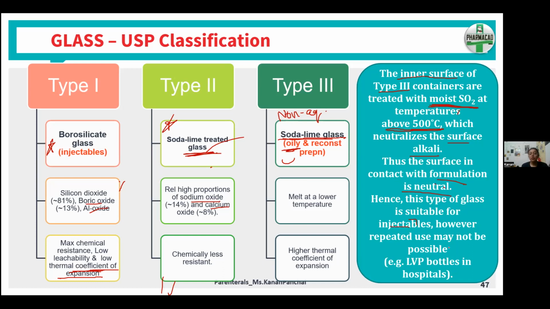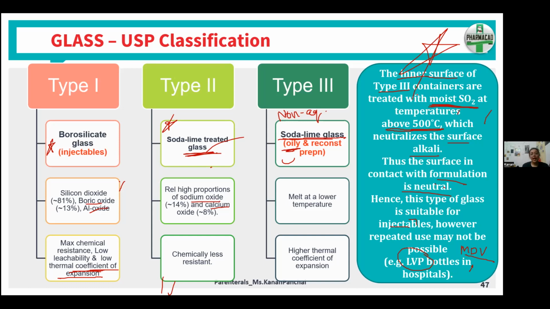However, repeated use may not be possible. Okay. So type 2 is not used in LVP and also for multi-dose vials, MDVs. For multi-dose we will not prefer it. We will prefer it for one-time use, such as for ampules. And obviously I hope you all understand that type 3 is the cheapest, type 1 the most expensive. All right. So this is one important thing which you all need to know.